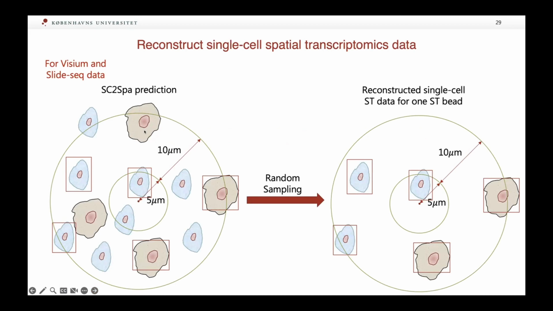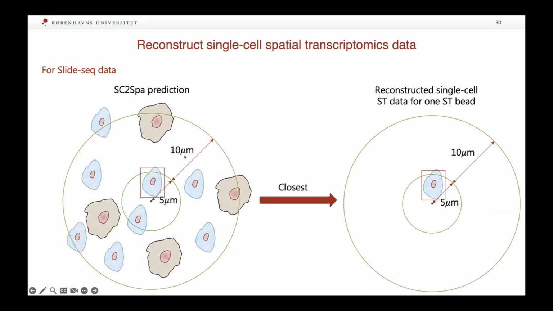We have two strategies for converting the low resolution ST data into single cell resolution. For Visium and Stereo-seq, we can do random sampling. Here we give an example. We can randomly select one cell from the region between 5 micrometer to the center, and we select 4 cells between 5 micrometer and 50 micrometer. In this way, we constructed single cell resolution ST data based on the prediction of ST spots.